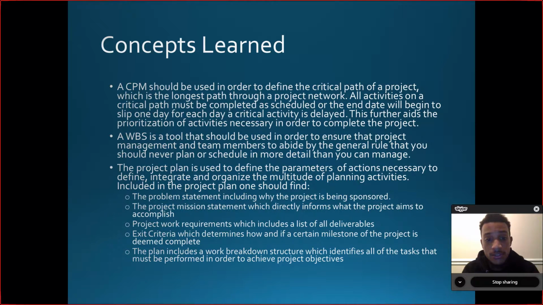The project plan is used to define the parameters of actions necessary to define, integrate, and organize the multitude of planning activities. Included in the project plan, one should find the problem statement, including why the project is being sponsored, the project mission statement, which directly informs what the project aims to accomplish, project work requirements, which includes a list of all deliverables, and exit criteria, which determines how and if a certain milestone of the project is deemed complete. The plan includes a work breakdown structure, which identifies all of the tasks that must be performed in order to achieve project objectives.